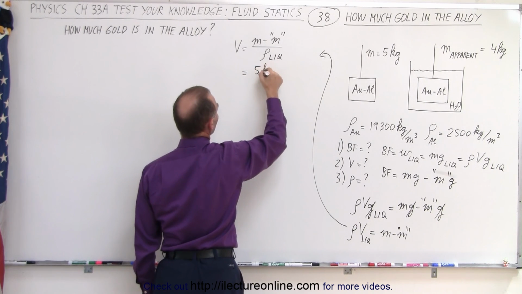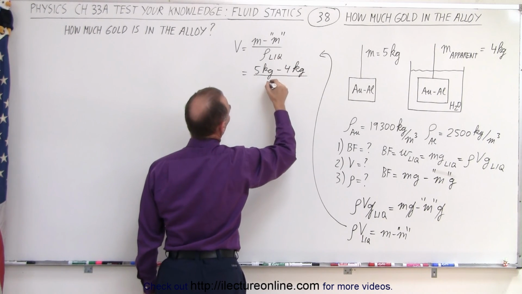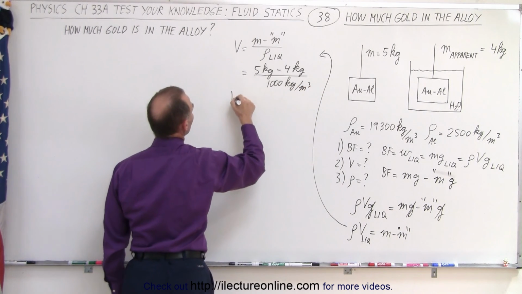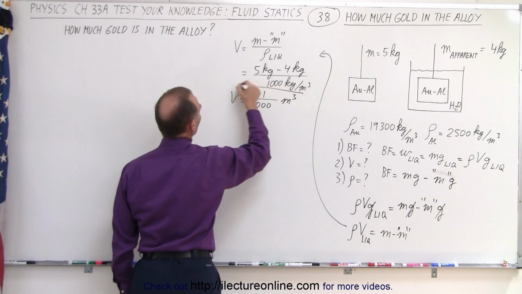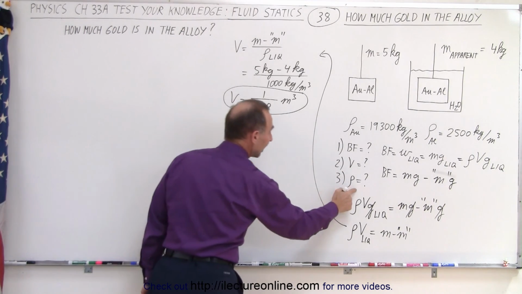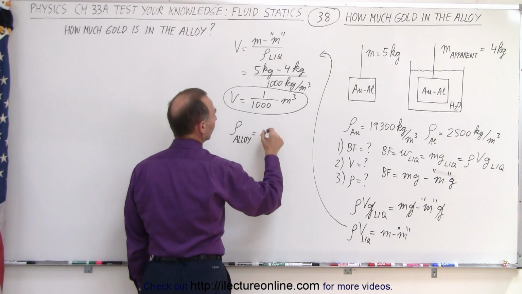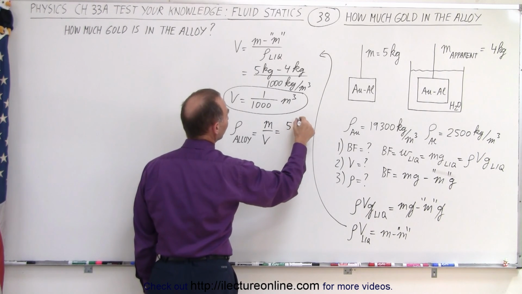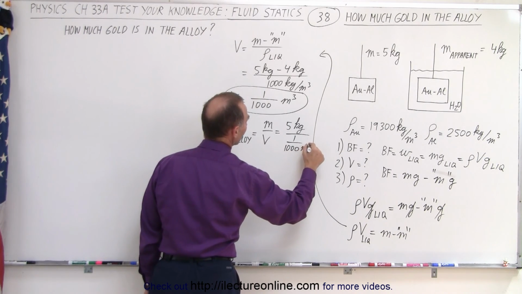So this is equal to 5 kilograms minus 4 kilograms, all divided by 1,000 kilograms per cubic meter, which means that the volume is 1/1000 of a cubic meter. So we now have the volume of the cube, which means we can find the density of the cube. The density of the alloy is equal to mass divided by the volume. In this case, that would be 5 kilograms divided by 1/1000 cubic meters.